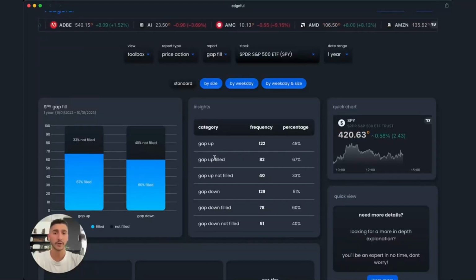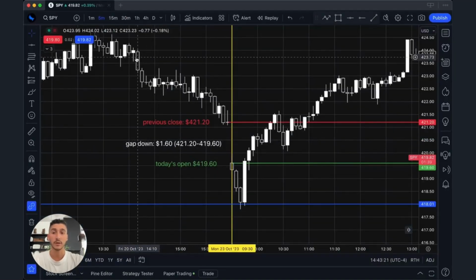I'm going to tell you how you can make money trading using gap fills. I'll tell you what a gap fill is, and then I'll tell you what this report says. So here we have SPY.